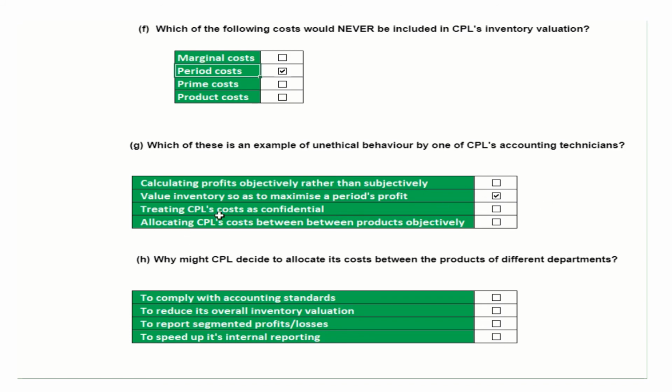Okay. Treating CPL's costs as confidential. Well, you would want to do that. And allocating CPL's costs between products objectively. That's correct because it's objective.